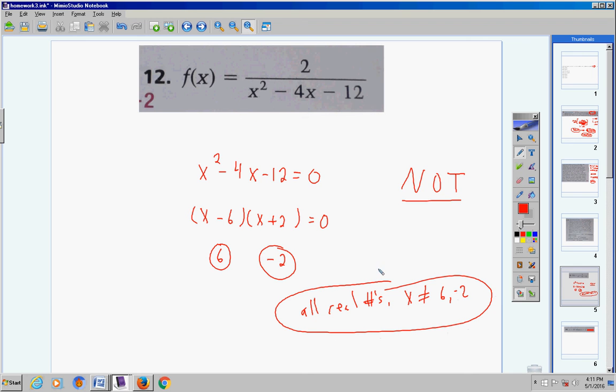Now a lot of you on your last quiz, on other quizzes, just put 6 and negative 2 for your answer, and I counted that wrong. You're basically telling me that x can be these two numbers. I'm asking you to tell me what x can be. Well, x is all real numbers except for these two numbers. It cannot be these two numbers here.